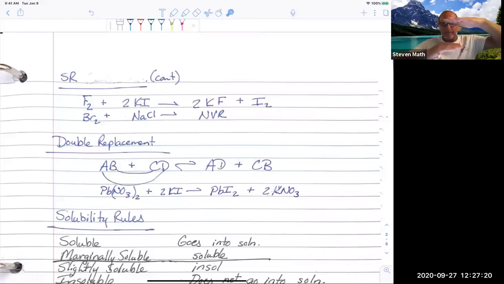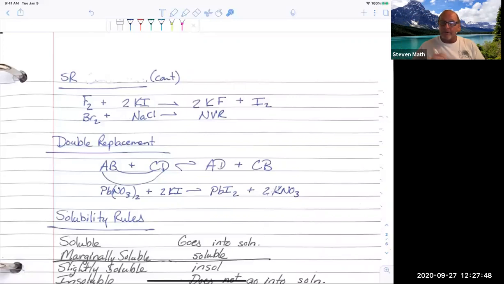Not going to happen. Great place to use that NVR again. Not a visible reaction is occurring. So what's going to happen if you take some sodium chloride and you pour some bromine liquid into it? Nothing. The bromine's probably more dense. It's going to sink to the bottom and just sit there in a layer of brown liquid. Bromine's brown.